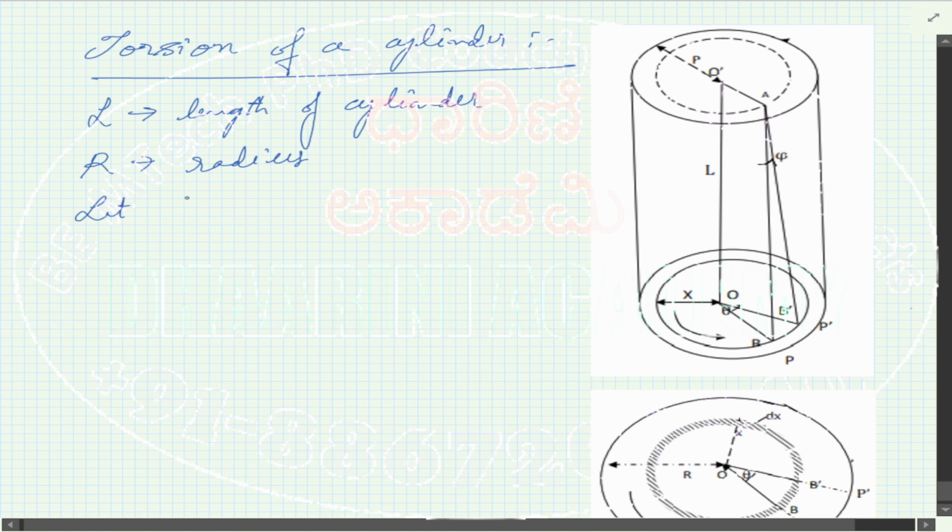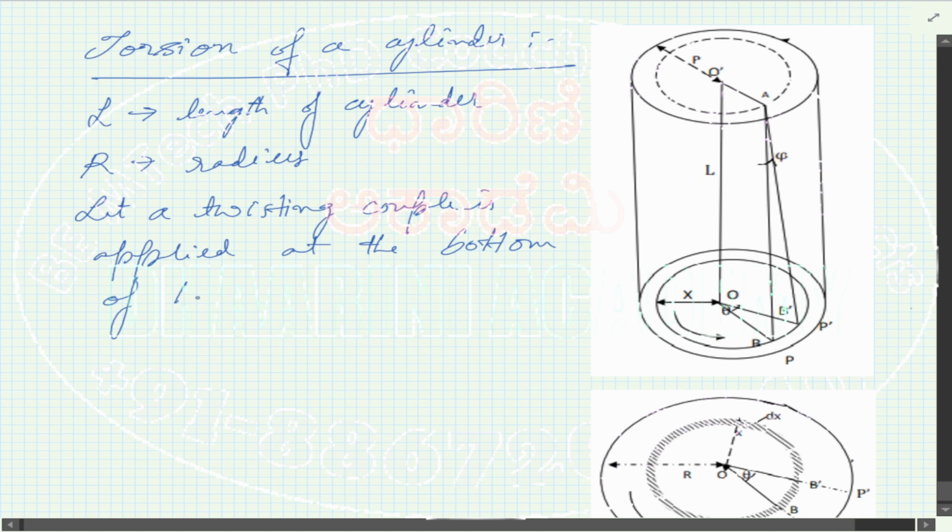Let a twisting couple be applied at the bottom of the cylinder. We are applying a twisting force. So this results in theta. Let us say that the bottom of the cylinder twists by an angle theta.